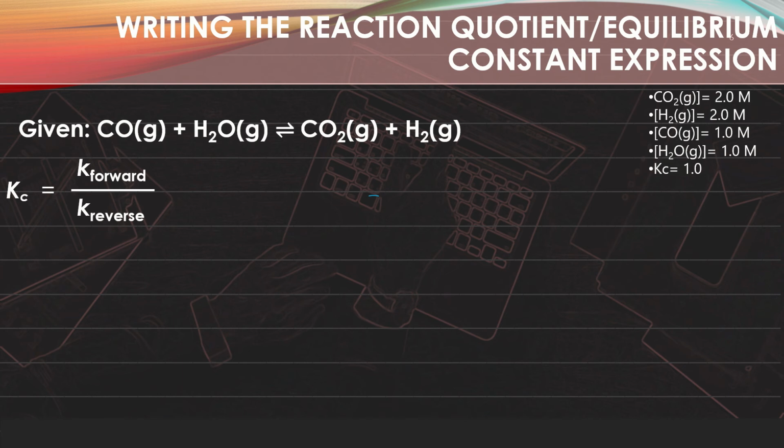Let us have another example. Now, the first step is to always balance the chemical equation. In this case, ang ating bilang ng carbon, oxygen, and hydrogen ay equal. So, there's no need for us to balance the chemical equation. Next, let us substitute the values. K forward is our product. So, it will be CO2 and H2.